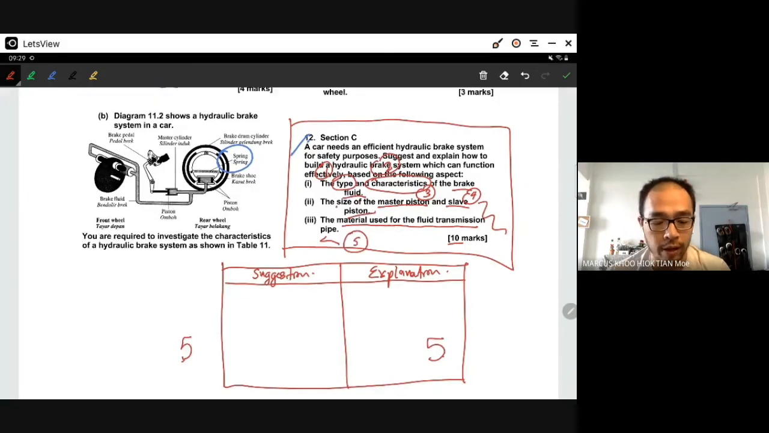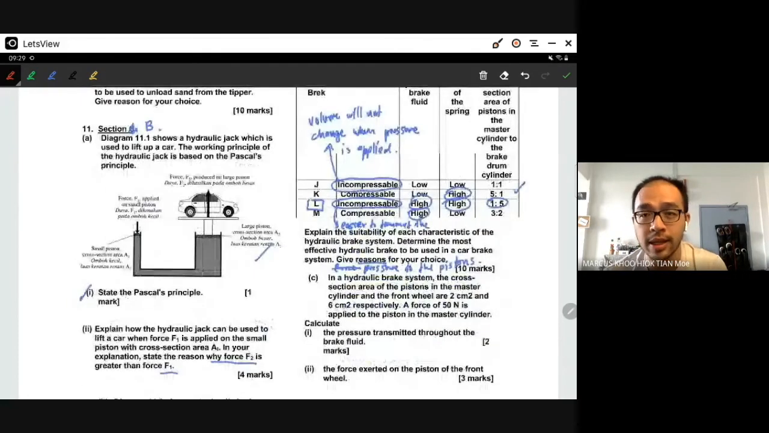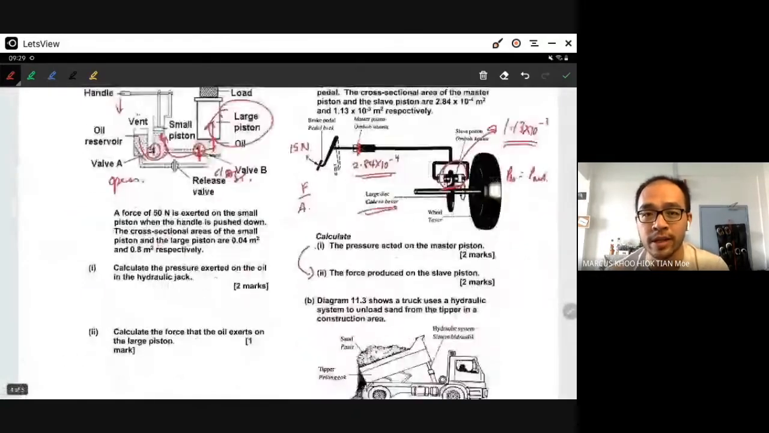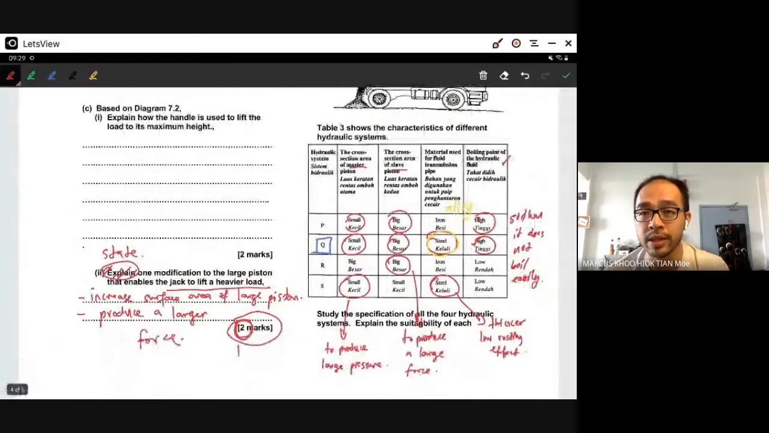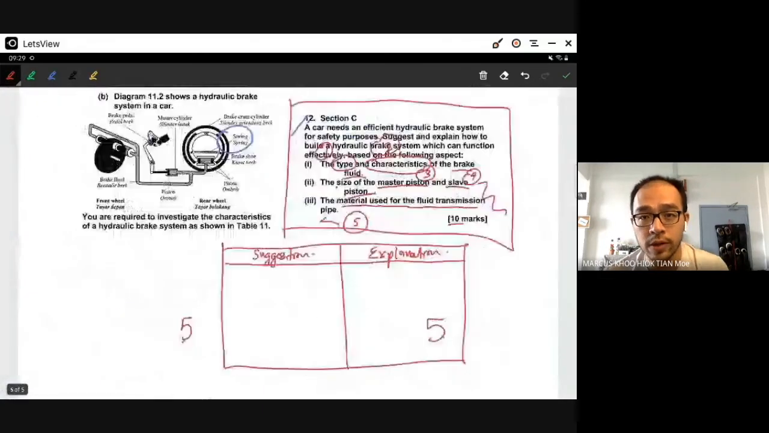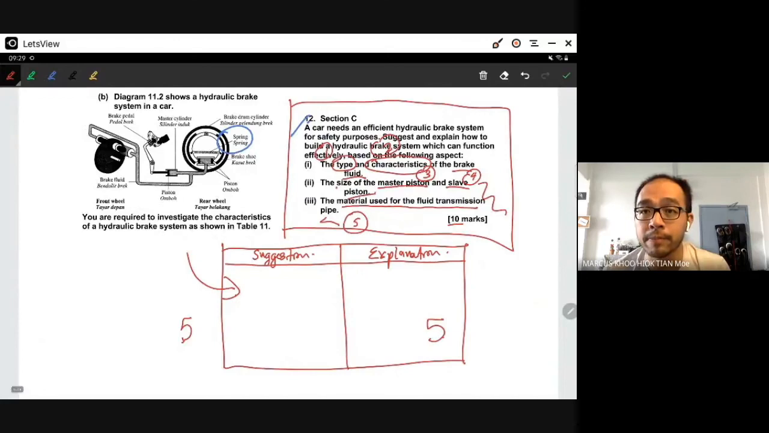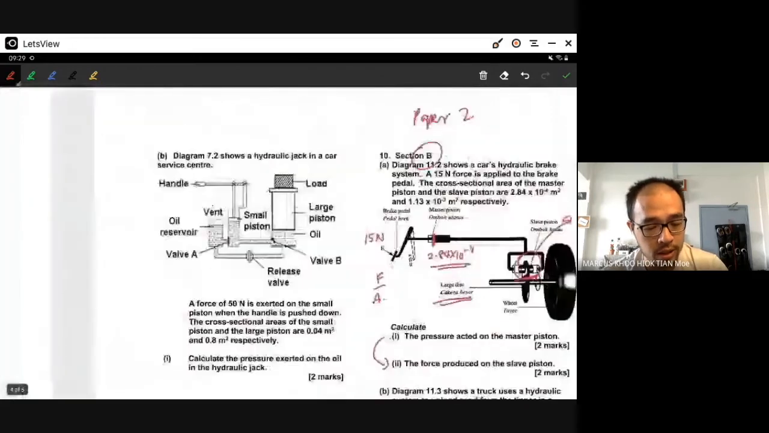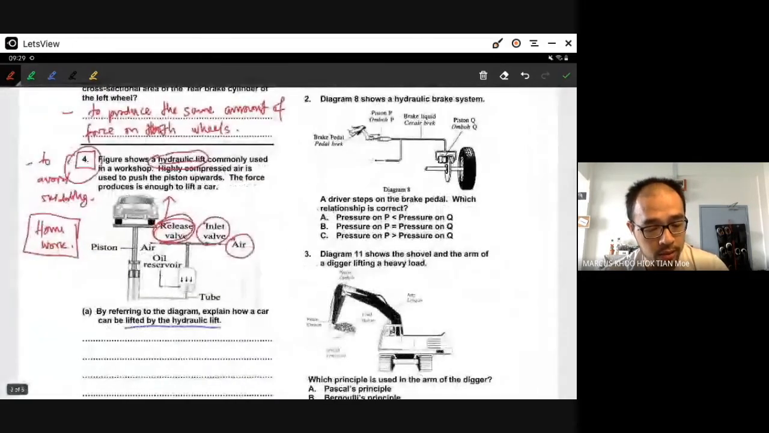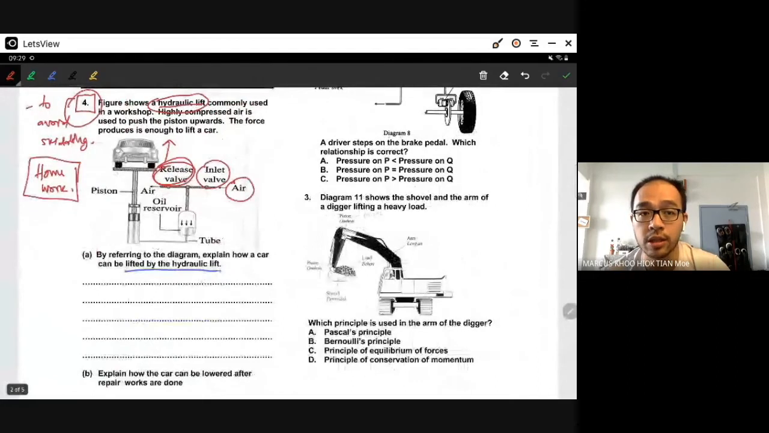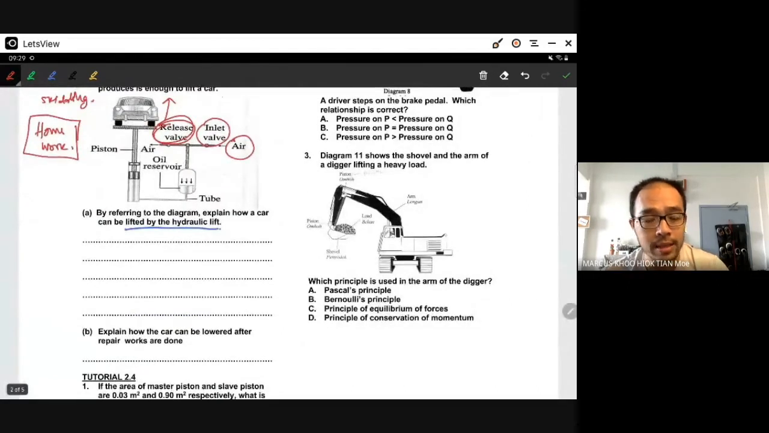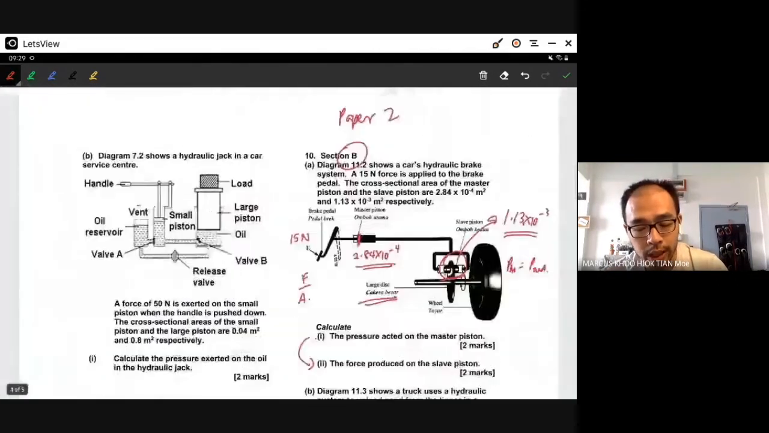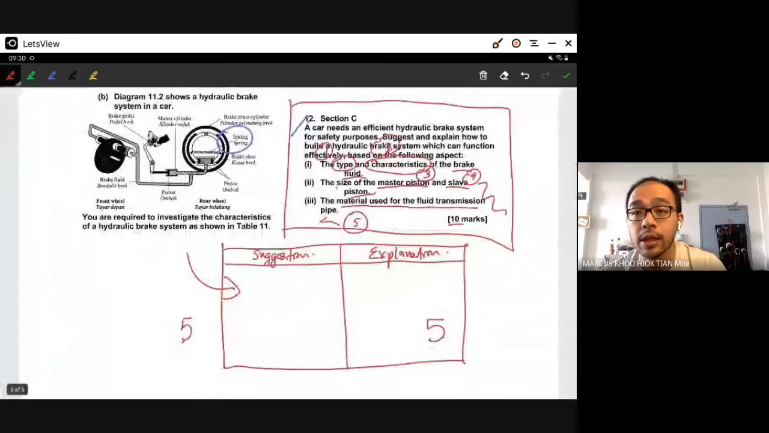Okay, actually, if you had followed our class yesterday, you can see all the answers all over this section B part. We discussed this yesterday. So all you have to do is just recreate the answers and put them into this table format. Yesterday's question was the explanation on the hydraulic lift, A and B, together with this question.